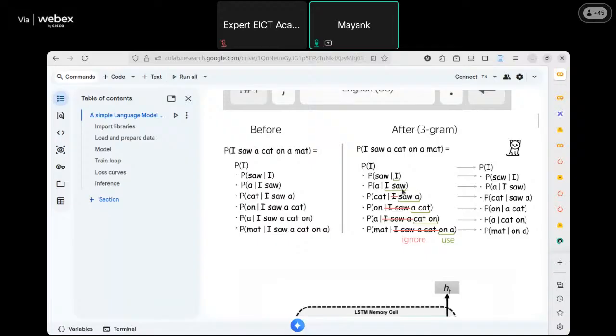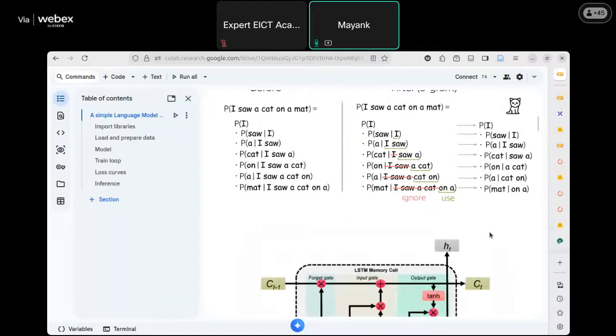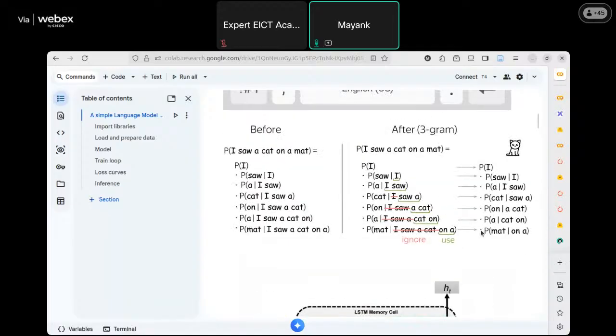So I saw a cat on a mat को अगर 3 gram में break करेंगे तो कैसे होएगा, I saw a यहाँ तक 3 ग्राम है. इसके बाद if you see probability of cat will only consider saw and a, that's it. I को हम ignore कर देंगे. So I यहाँ पे कट गया. So it becomes saw a cat, and then a cat on, cat on a, on a mat. Okay. So this is going to be our basis for today's model.